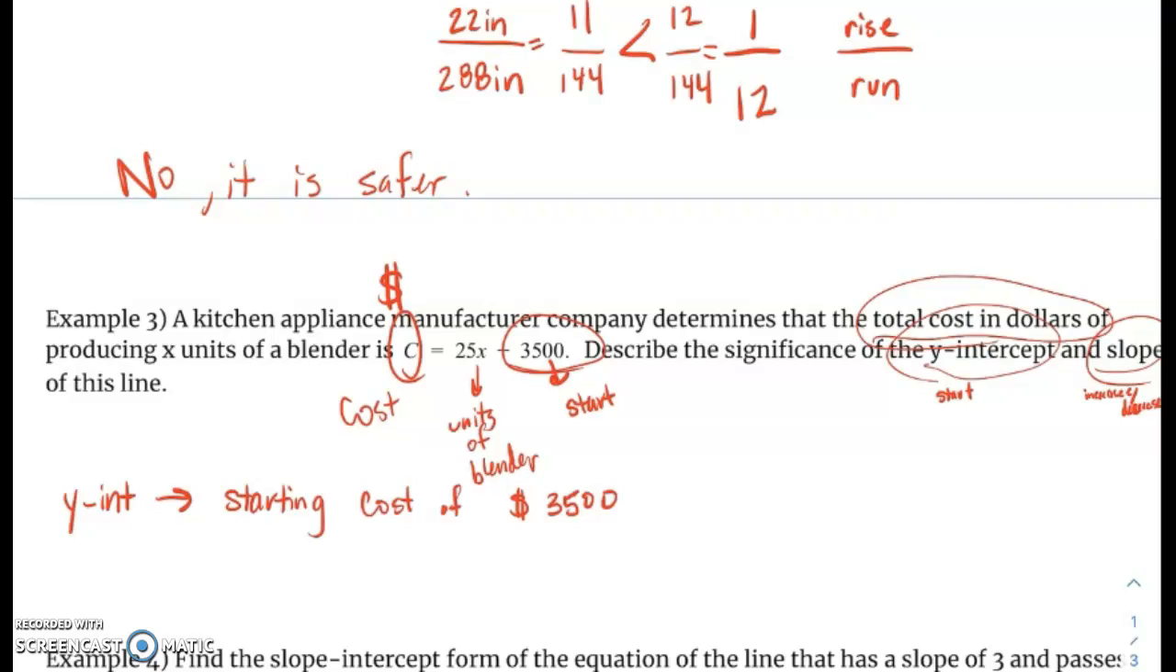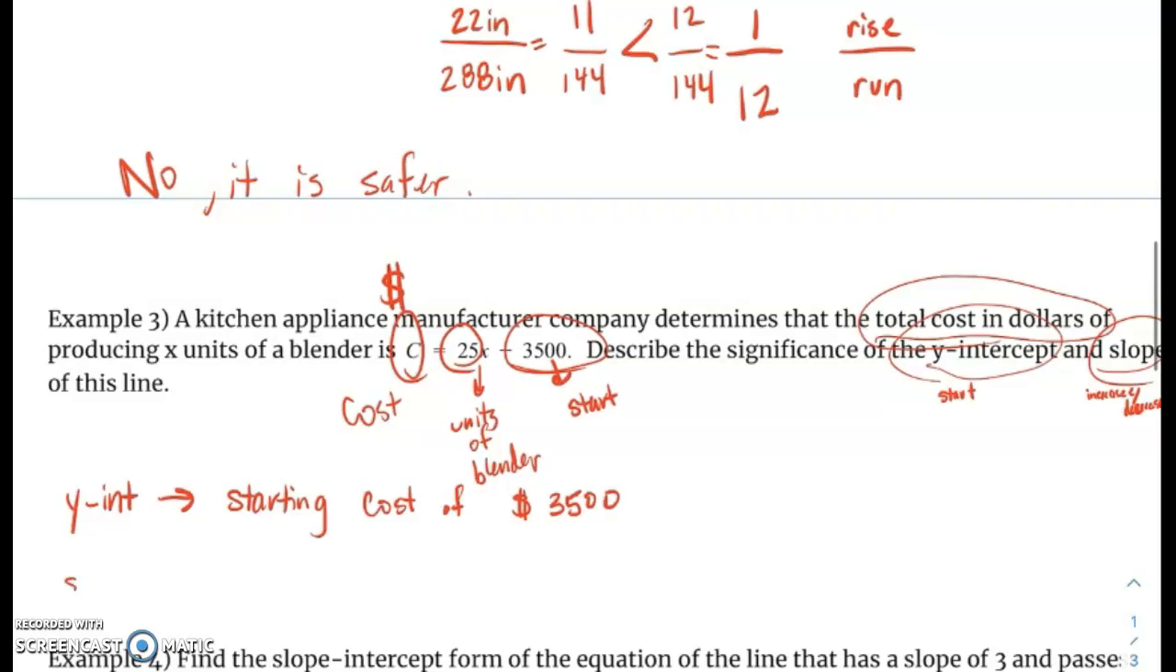That's how much it costs to manufacture these blenders. That could be the cost of the workers, the machinery, and the facility. Then you look at the 25. This is positive, so that means the cost is increasing. So every time we make one blender, it's going to cost us $25. So every time we increase the number of blenders, that's another $25 increase. If I put 2 in there, it'd be 50. If I put 3 in there, it'd be 75.